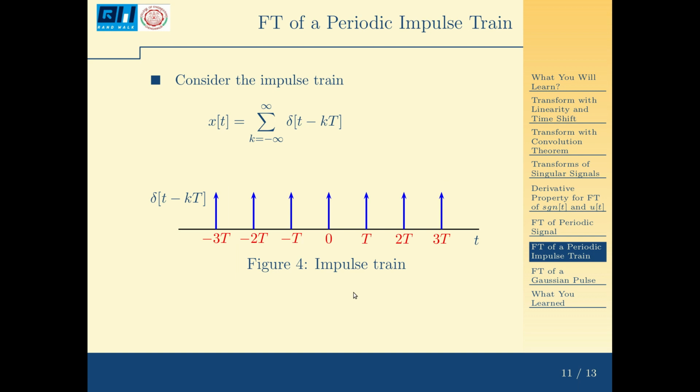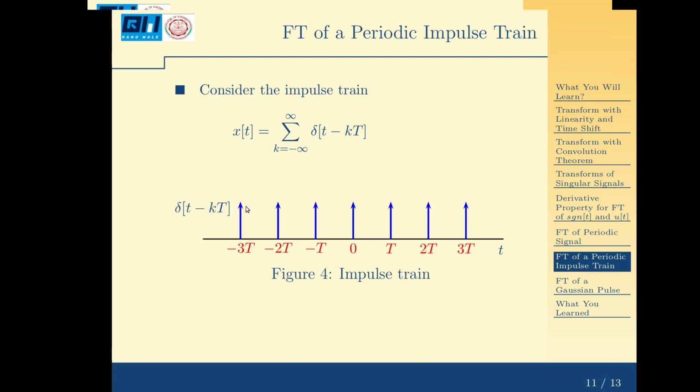Now, the important thing is we can compute the Fourier transform of a periodic impulse train with this result. This is very useful when you consider the sampling of signals. When you try to analyze what happens to the spectrum of the signal on sampling, this theorem will be very useful to you. So let us consider an impulse train x(t) equal to the sum over k from minus infinity to infinity of delta(t minus kT). Okay, so these are impulses placed like this every T seconds apart.